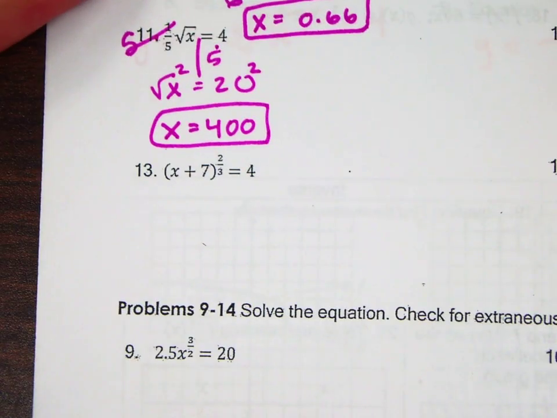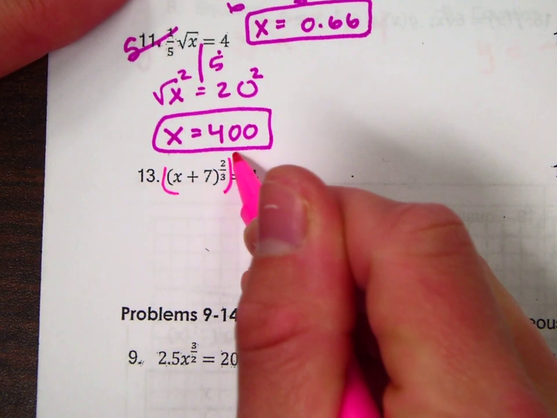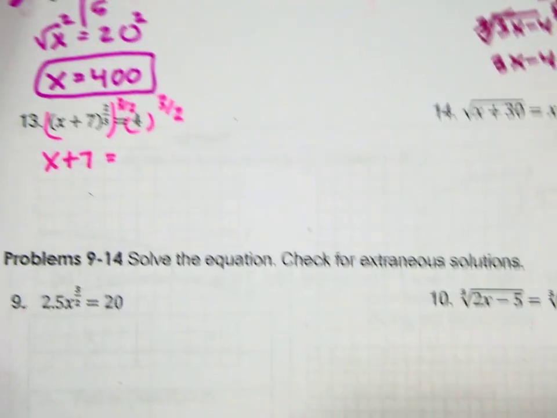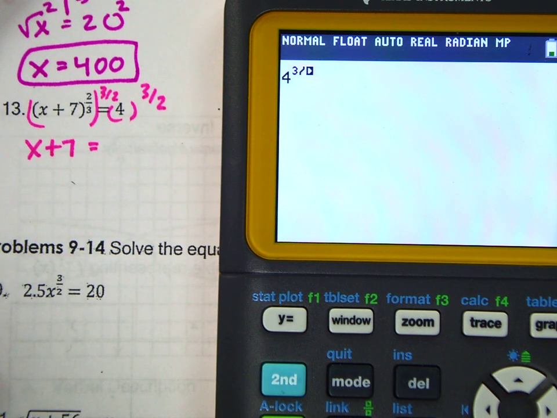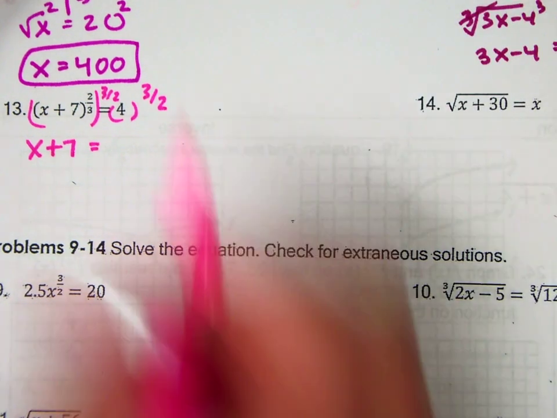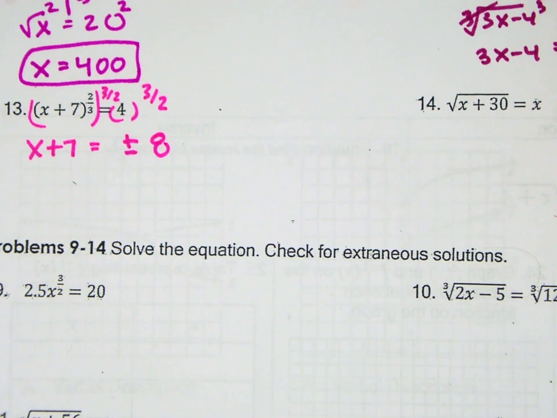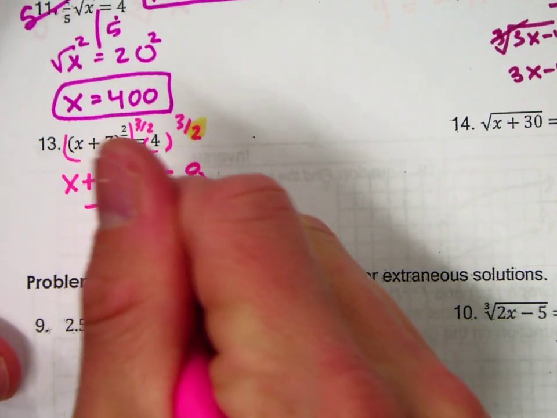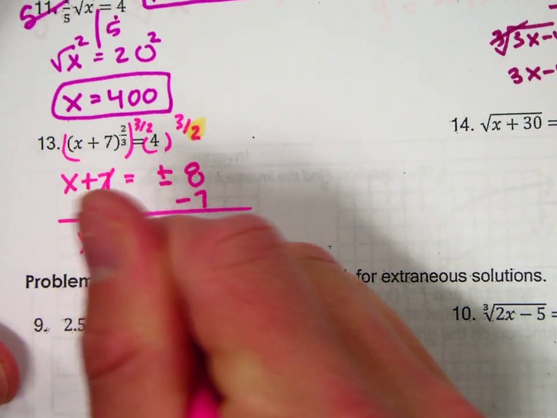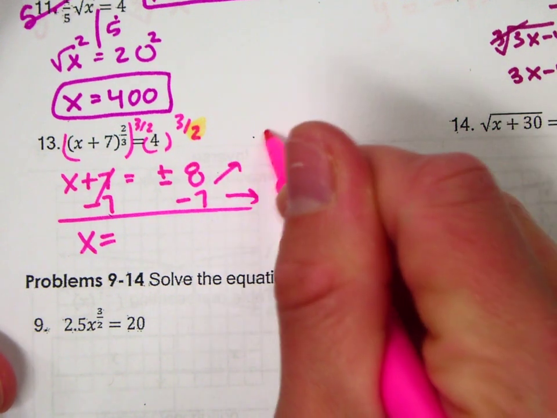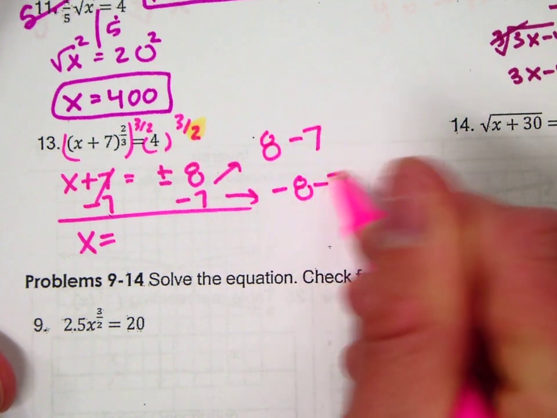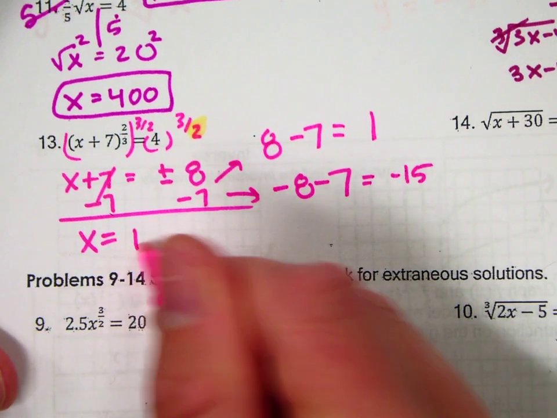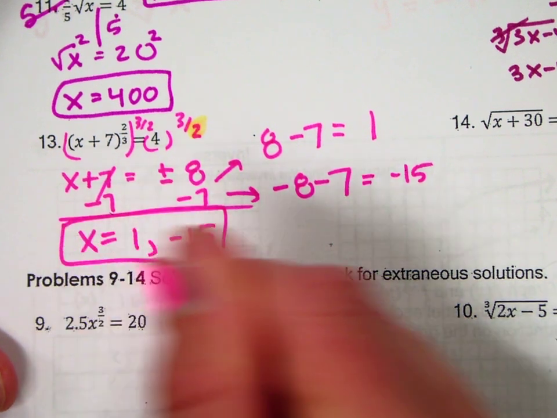All right. On this one right here, we are going to raise this to the 3/2, raise this to the 3/2. So I have x plus 7 equals 4 raised to the 3/2, which is going to be 8. Now, because the bottom is even, we get a plus or minus. And so then I'm going to minus 7. And so we're going to have 2 separate answers. We're going to have positive 8 minus 7, negative 8 minus 7. So 8 minus 7 is 1. That's going to be negative 15. So my 2 answers are 1 and negative 15.